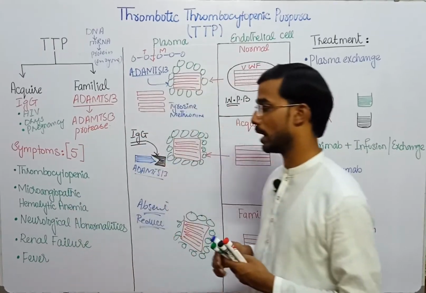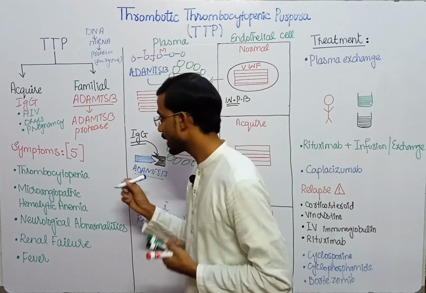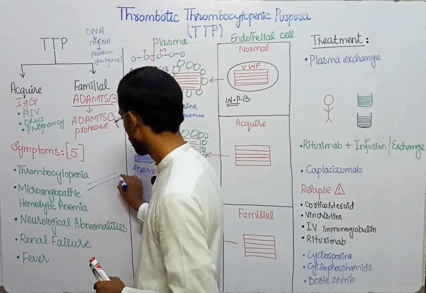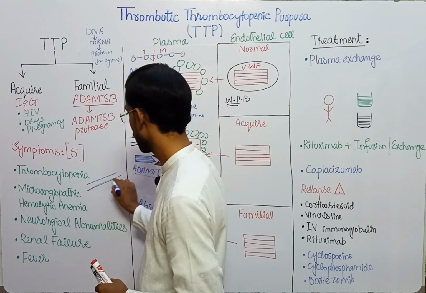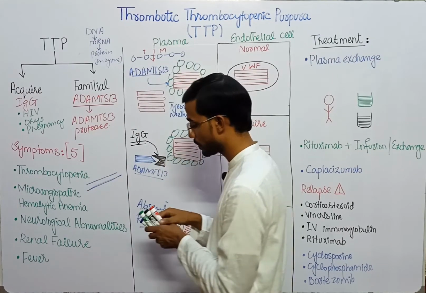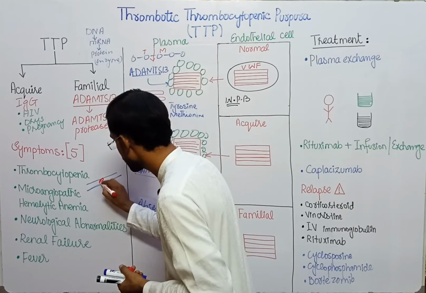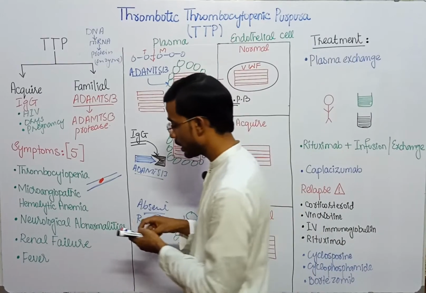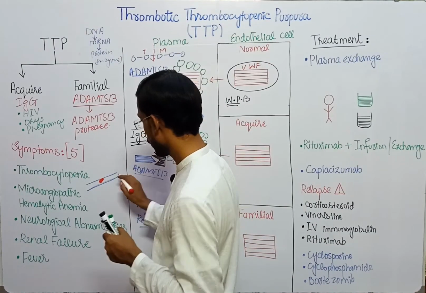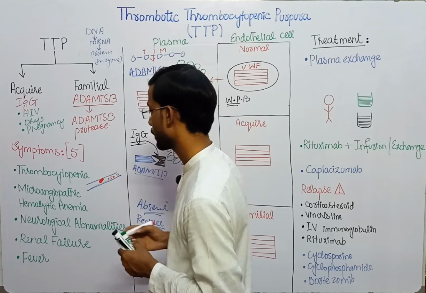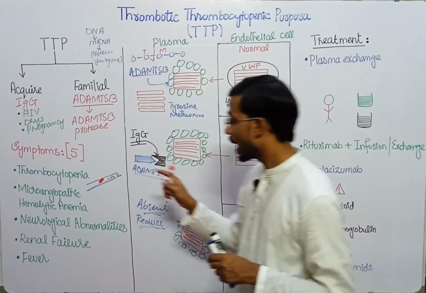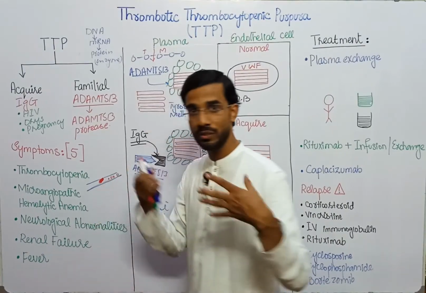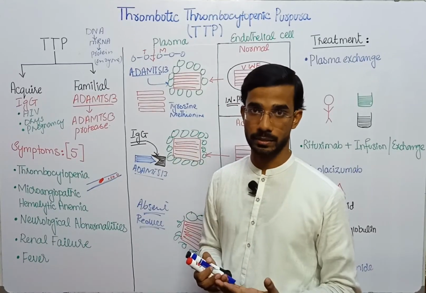Microangiopathic hemolytic anemia. Actually, it has two situations. When a thrombus forms in the blood vessel, here you can see the thrombus forming in the blood vessels. And when the red blood cell moves in the blood vessel and interacts with the thrombus, the red blood cell breaks.